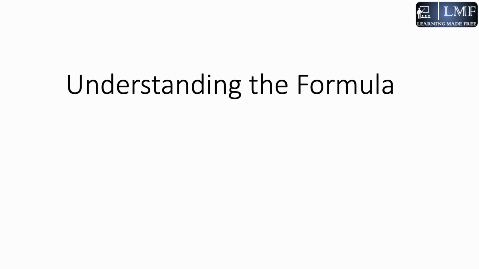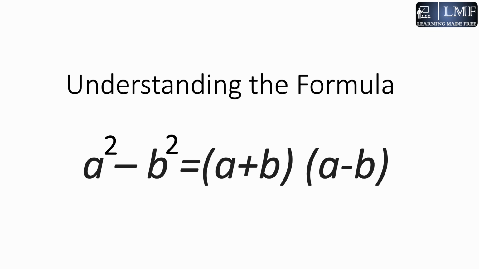In today's video, we'll understand a new formula: a square minus b square is equal to a plus b into a minus b. And as we did in our previous video on a plus b whole square, we'll again use a geometrical method. We'll begin with drawing a perfect square.